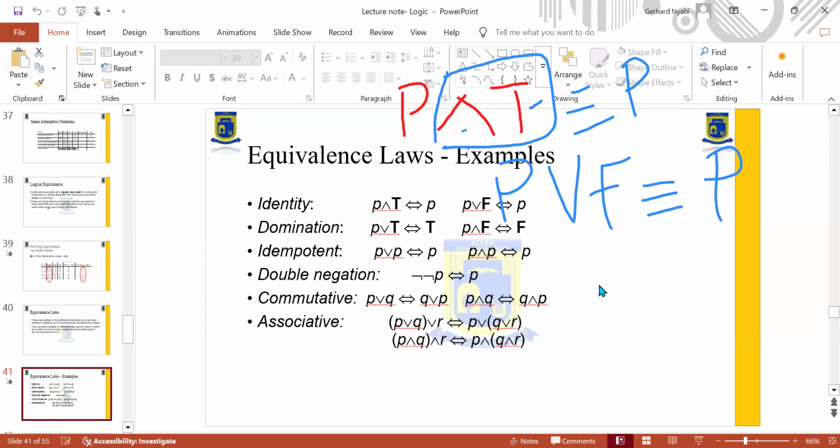The first one that I gave: I will pass the exam and 2 plus 2 is 20. Is it true or false? False. It's false because 2 plus 2 is not 20.